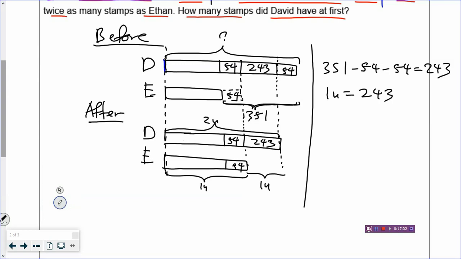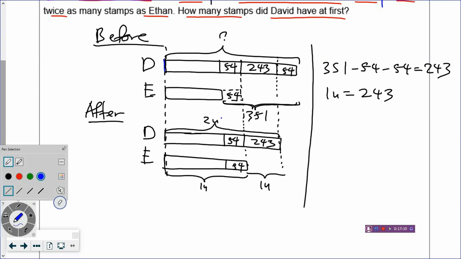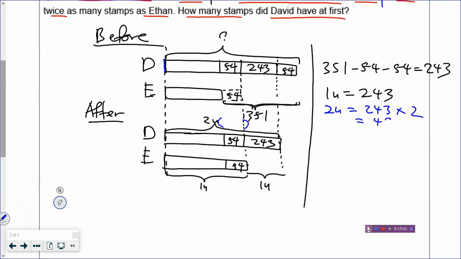Then can you find the question mark? So how do you find the question mark? You can find 2 units. So David has how much in the end, which is 2 units. So 2 units will be 243 times 2. So 243 times 2, and you will get 486. So David has 486 in the end, and then you work backwards. Why do you work backwards?